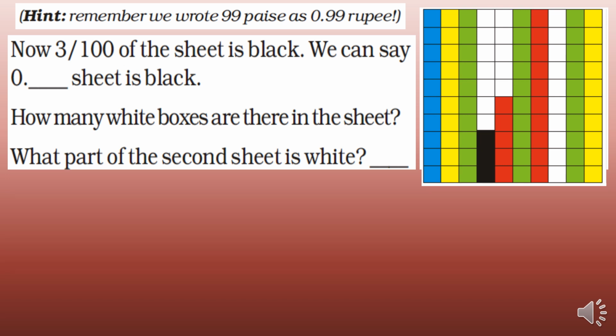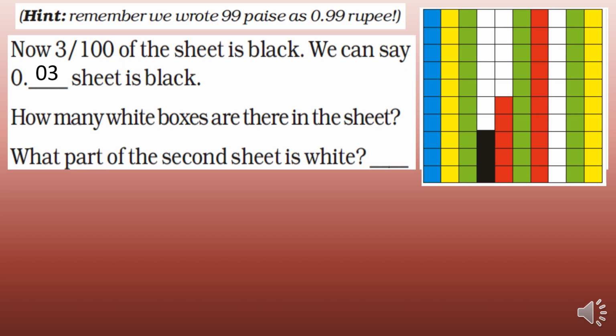Now 3/100 of the sheet is black. We can say that, see this sheet, you can see that 3 boxes are black. So we can also say that 0.03 of the sheet is black.